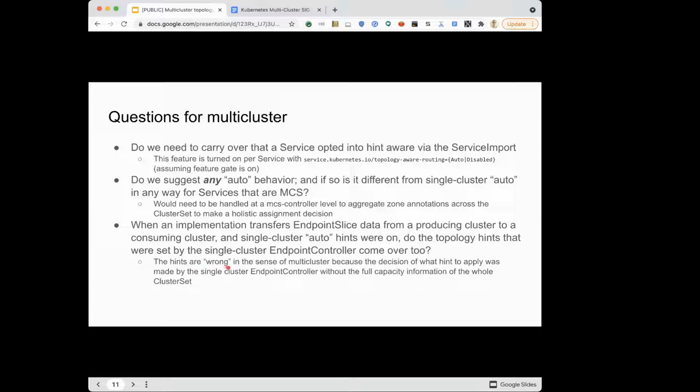One thing is that the hints are potentially wrong. If they were designed for a single cluster, they're not taking into account the potential client traffic capacity likelihoods, the proportion of client traffic we're expecting from the other cluster where the service is exported, where we expect client traffic to try and contact these backends. So is there something we should warn people about, or should we do something about this?